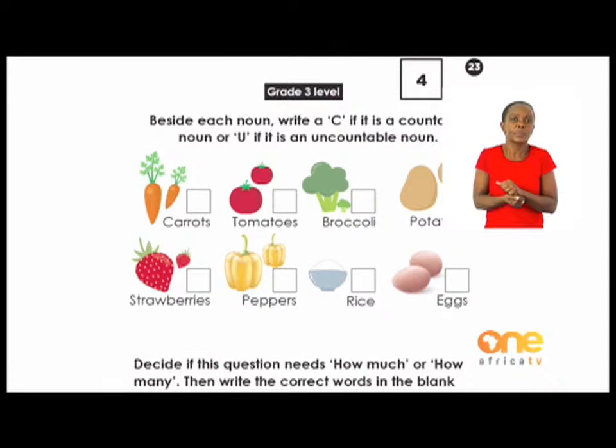Now, let's look for something that we cannot count. Can we count that broccoli to say 1, 2, 3? No. So it is an uncountable noun. So you're going to write a U. Potatoes. Can we count the potatoes? Yes, we can count the potatoes. So we're going to write a C.